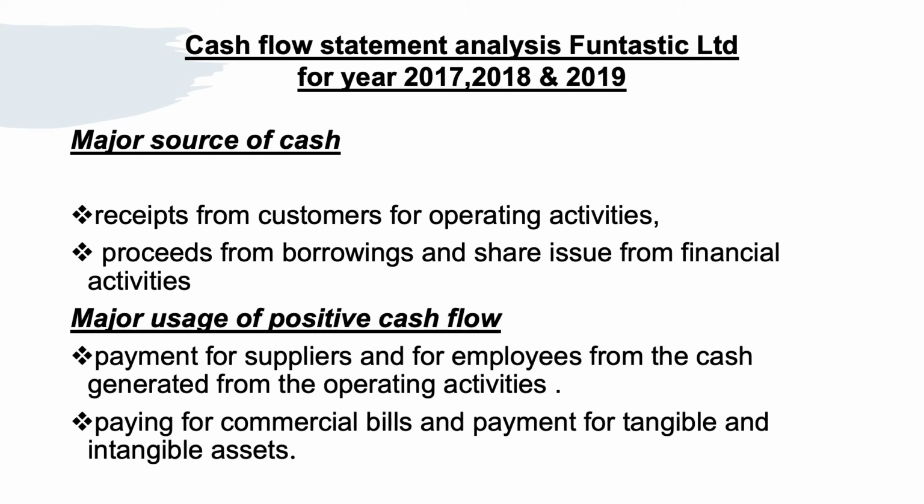For Fantastic Limited's cash flow statement, the major sources of cash are receipts from customers for operating activities, proceeds from borrowings, and share issues from financing activities. The major uses of cash are payments for supplies and employees, paying commercial bills, and payments for tangible and intangible assets.